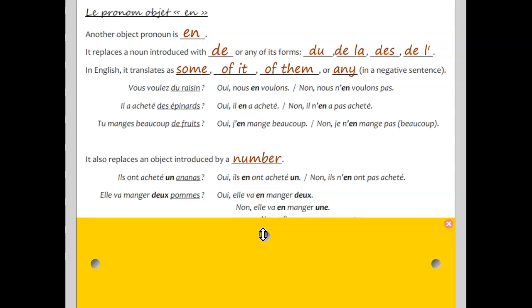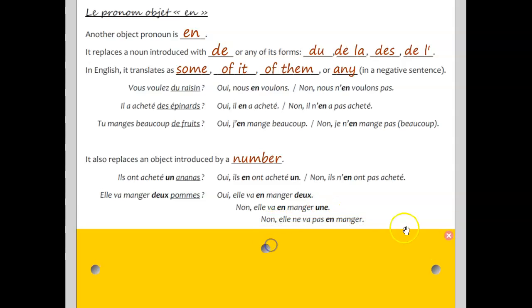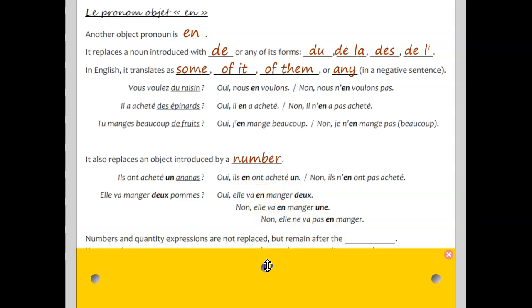Or we could say, non, elle va en manger une. No, she is going to eat 1 of them. So of all of the apples, she's only going to eat 1. Or we could say, non, elle ne va pas en manger. No, she is not going to eat any. Okay, so there's more than just a positive and a negative answer for many of these questions. There are different ways that you can put it together. So depending on what we want to say, those are different examples.